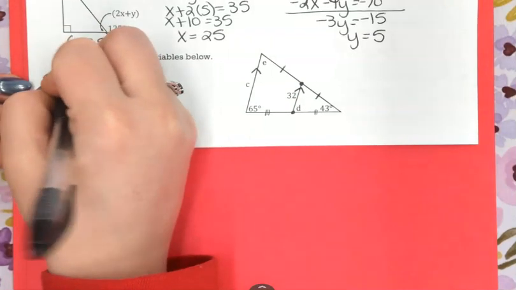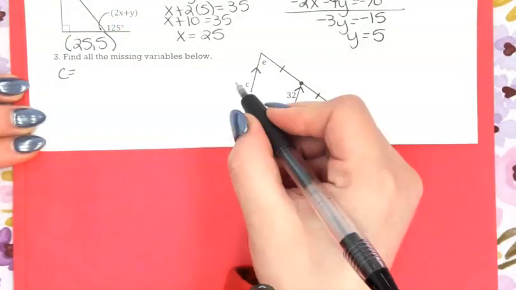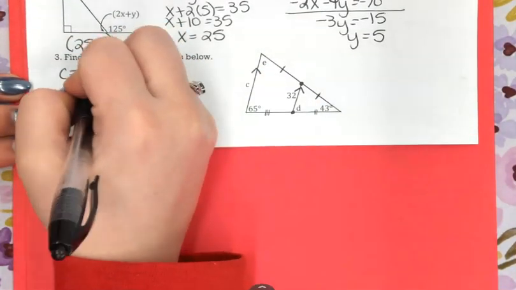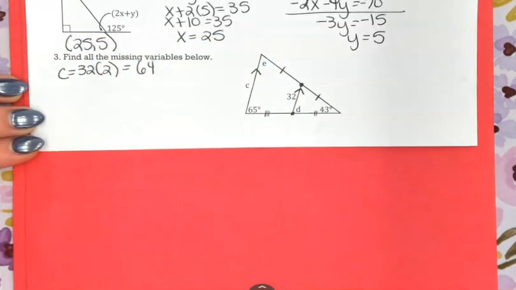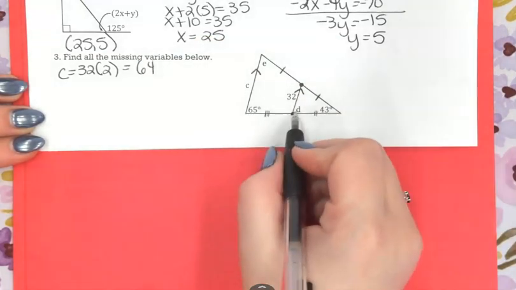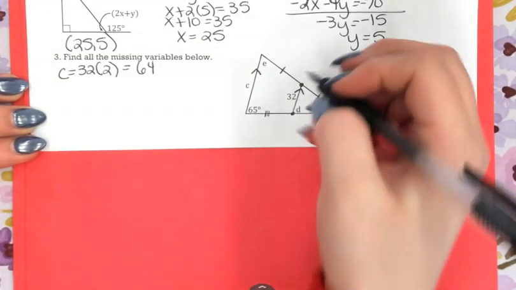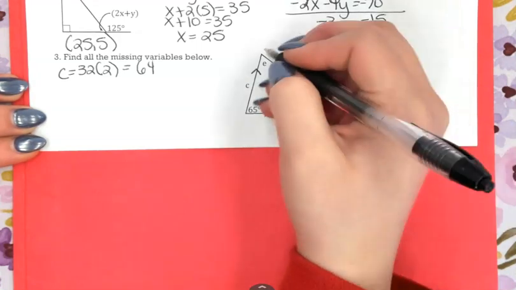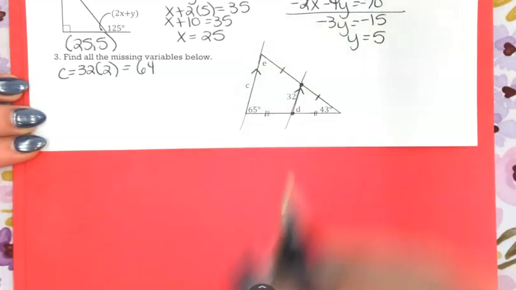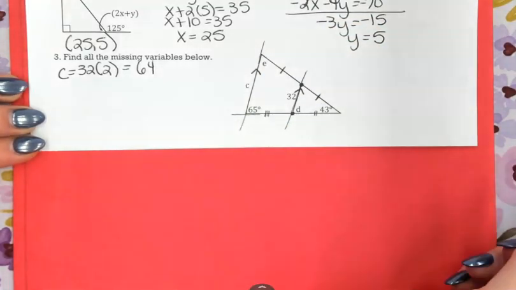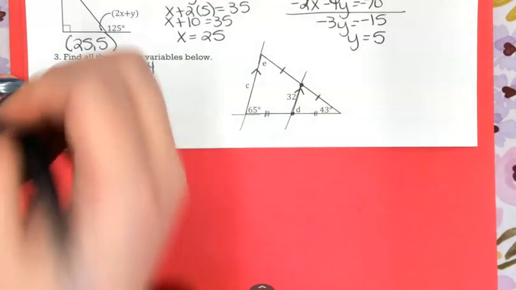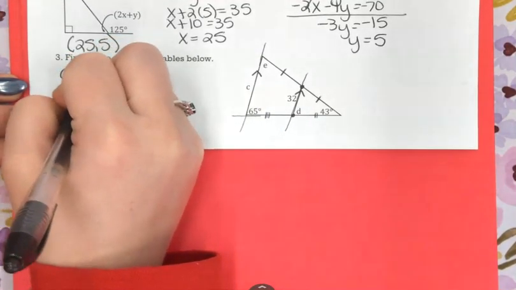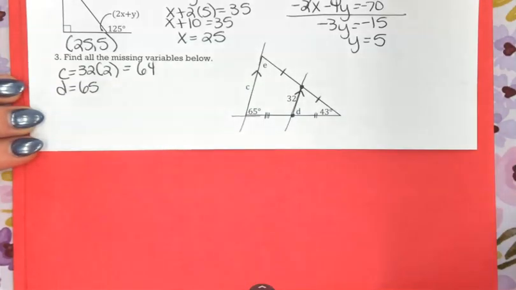I'm going to start with C. Remember, this 32 is half of CD, or of C. So C is going to be twice that, which is 64. D is referring to this angle here, which if you need to kind of extend these parallel lines to visualize it better, what I have are parallel lines crossed by a transversal. So the 65 and the D are corresponding angles, making them congruent. So this is also going to be 65.